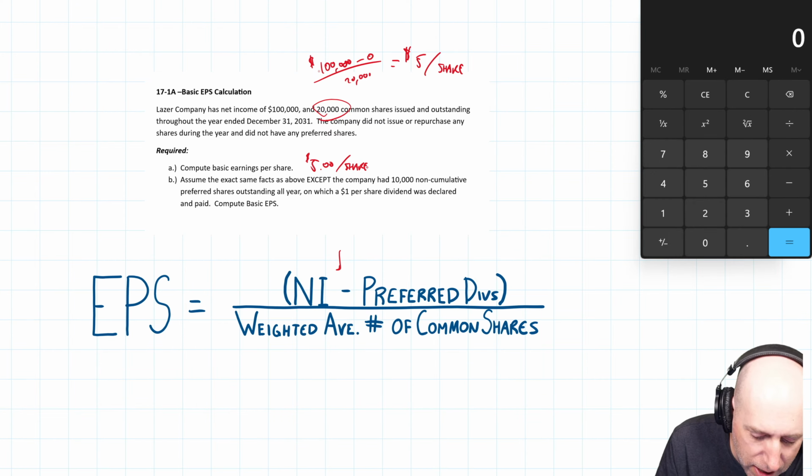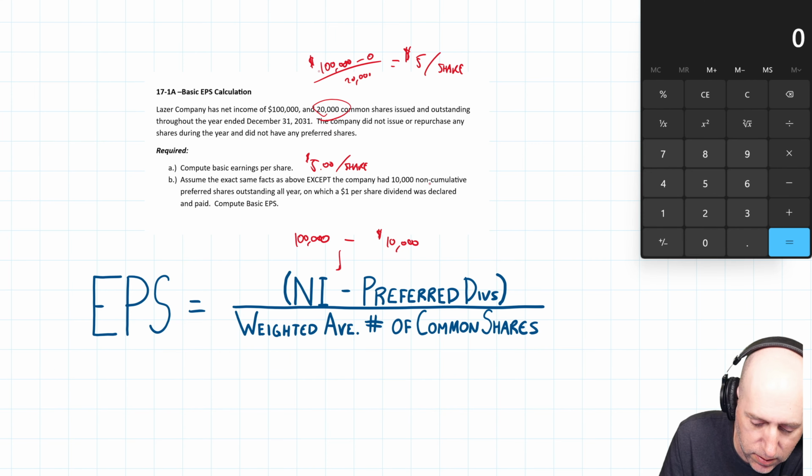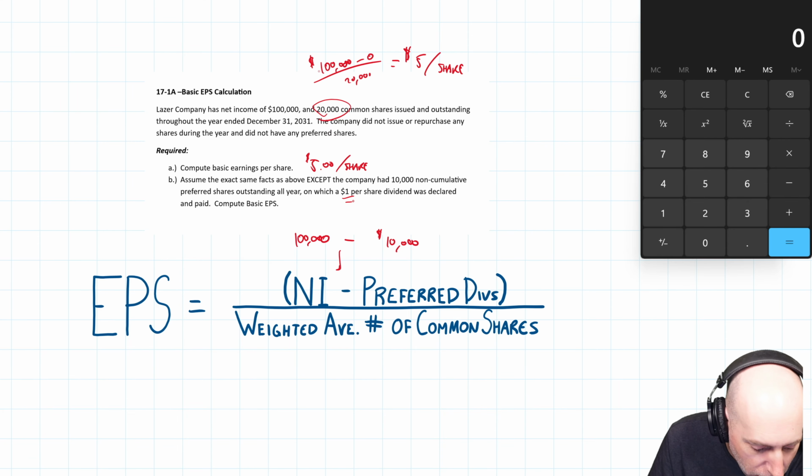Part B says, assume the exact same facts as above, except the company did have 10,000 preferred shares outstanding all year, on which a $1 dividend was declared and paid. Okay, so net income is $100,000, same as it was before, but the preferred dividends are $10,000, right? It's in dollars: 10,000 shares, $1 dividend per share.